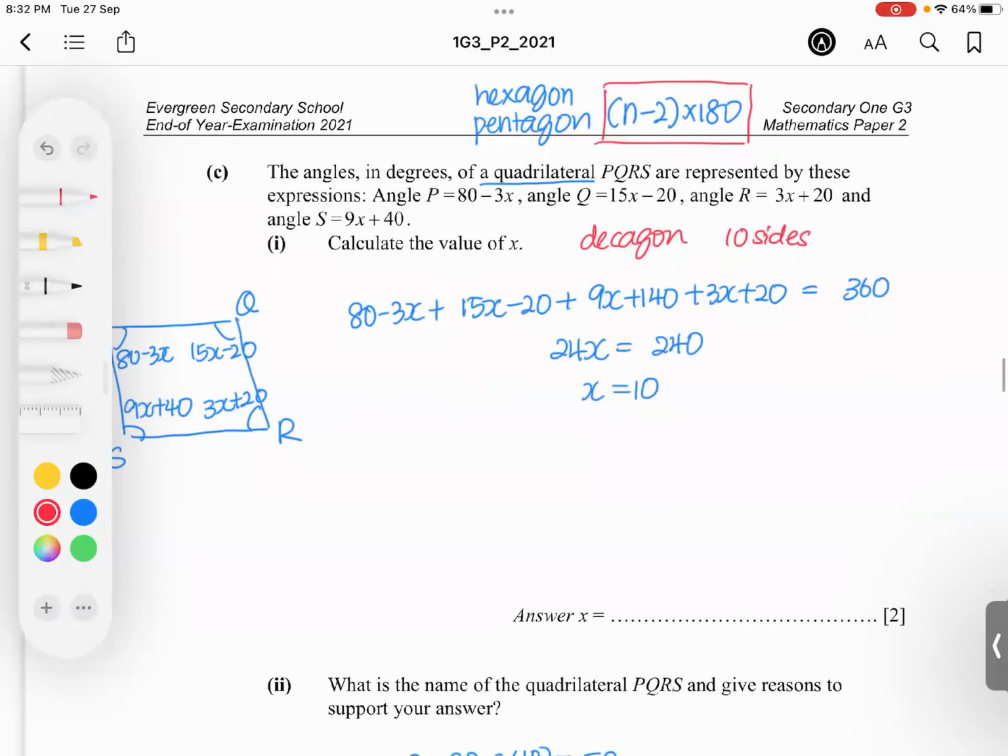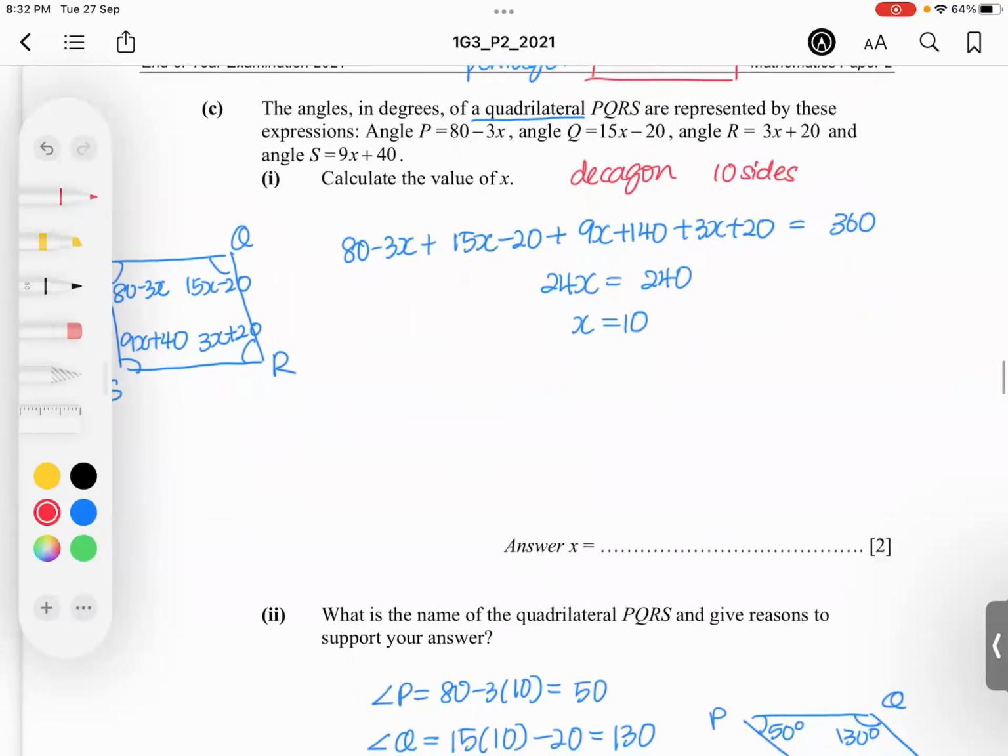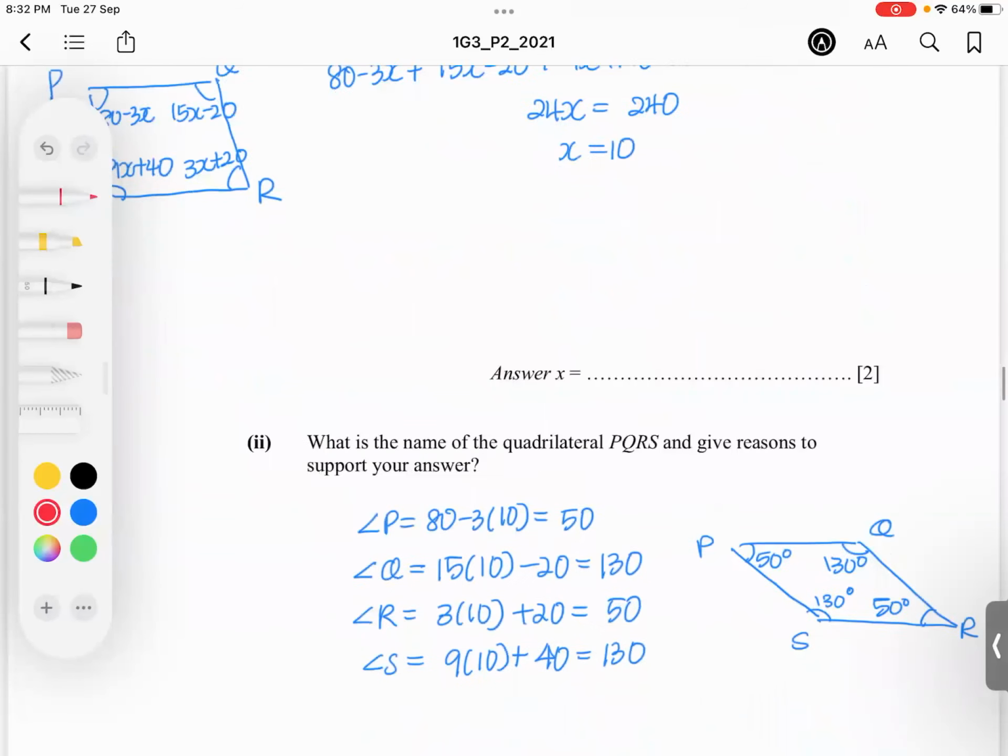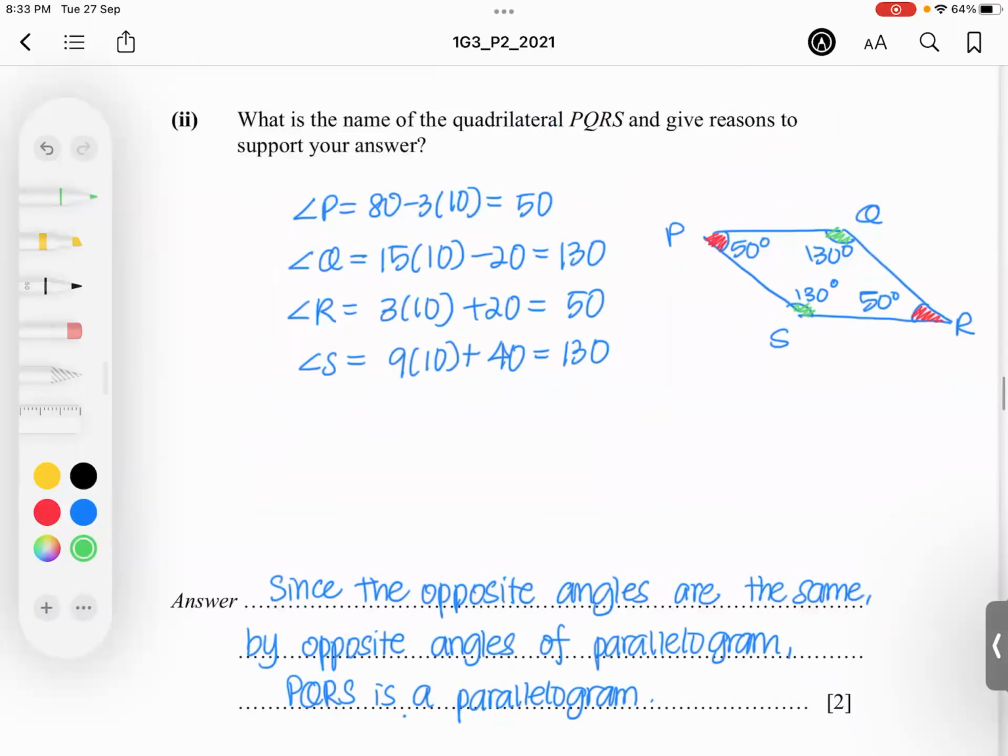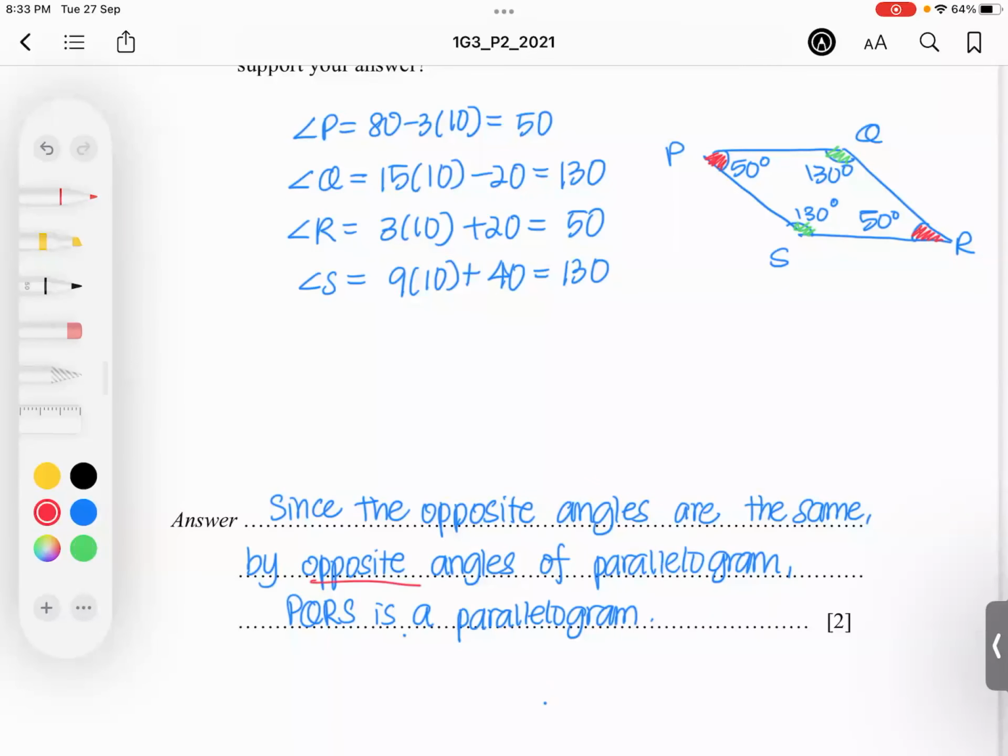Okay, and then for this part, I already went through something similar for paper 1. You find all the angles and you realize that the opposite angles of each are equal to each other. When the opposite angles are equal, there are no alternate angles here. This one is just using opposite angles of a parallelogram to show that therefore this is a parallel line. Okay, so this one is a parallelogram.